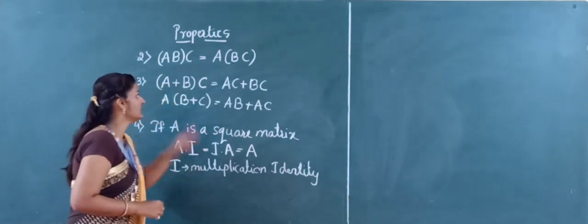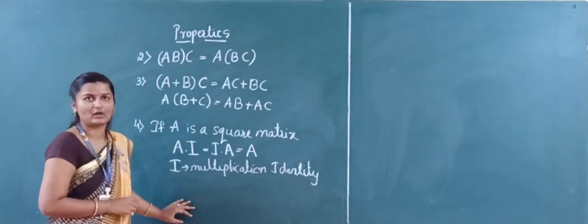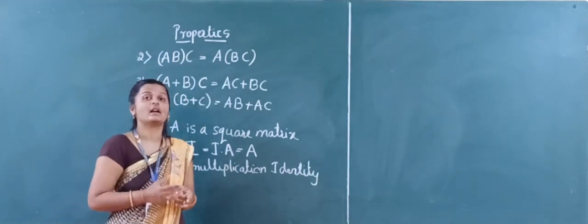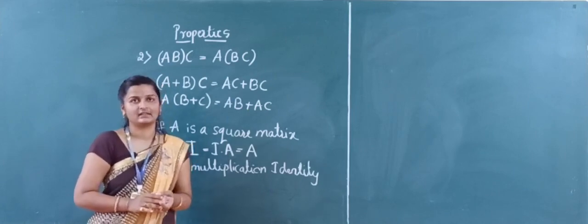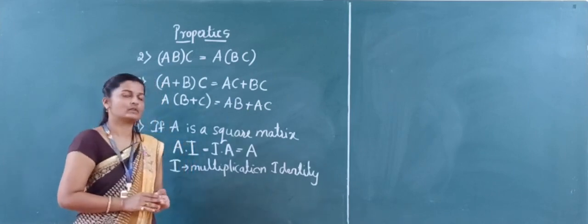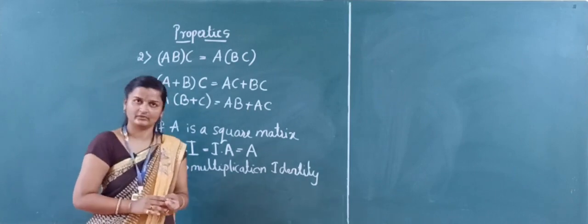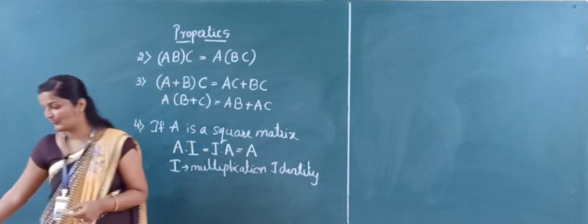So based on these properties, we will solve some of the problems which may occur for 5 marks in your annual examination in part D. These are very important. So one by one we will learn it. Okay? I will rub this and take the problems.